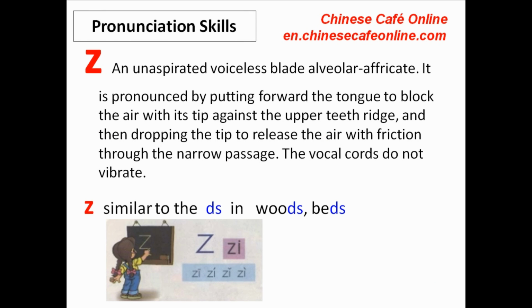Now it's time to learn some initials. The first initial, z, an unaspirated voiceless blade alveolar affricate. It is pronounced by putting forward the tongue to block the air with its tip against the upper teeth ridge, and then dropping the tip to release the air with friction through the narrow passage. The vocal cords do not vibrate. Z sound is similar to the ds sound in woods, beds.